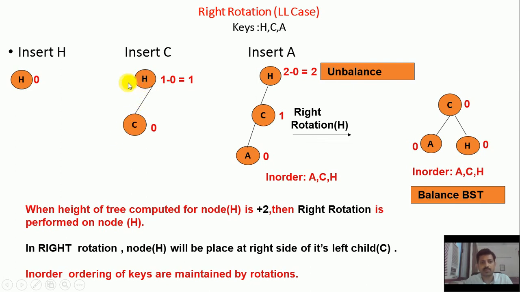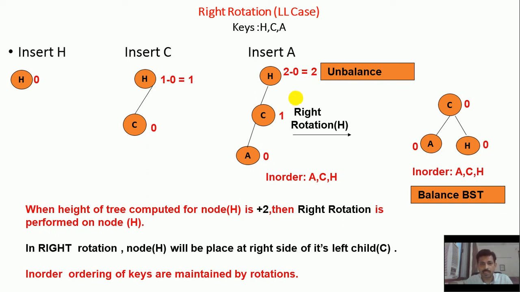So the balance factor of H is 1. In an AVL tree, for 0, 1 and -1, we understand that the tree is balanced. When the balance factor is positive 2 or negative 2, the tree is unbalanced and we have to rebalance it. And when we insert key A, we again compute the balance factor. Here for node H, the balance factor is 2. So this is positive 2, so we have to perform a right rotation.